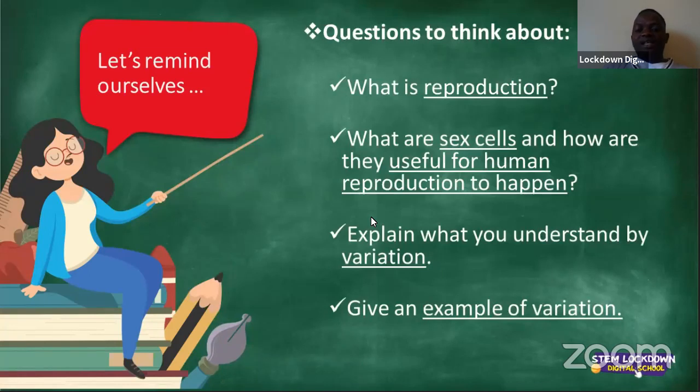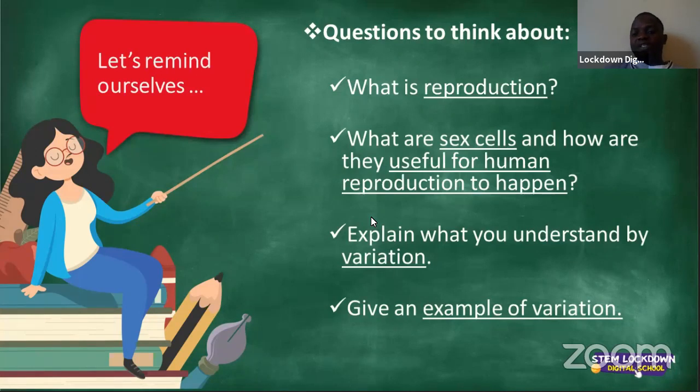The second thing is what we are speaking to when we are speaking about sex cells, particularly in the human reproductive system, and what they are important for. The other question that I want us to speak to is the explanation of what variation is. When you look around you, do you see any example of variation? Does the word mean anything to you at all? The last part is to give one example of variation.